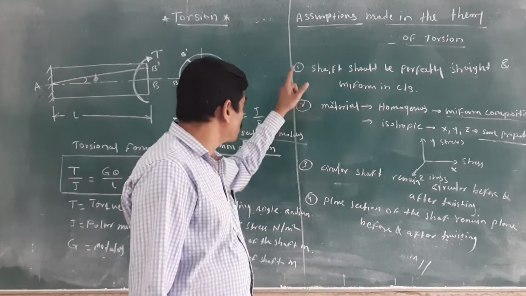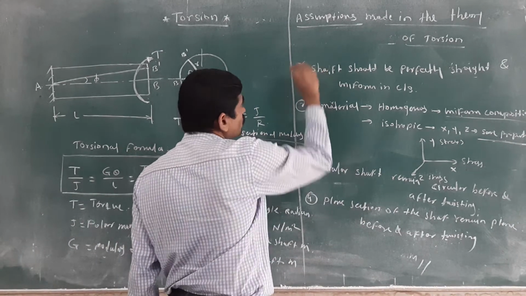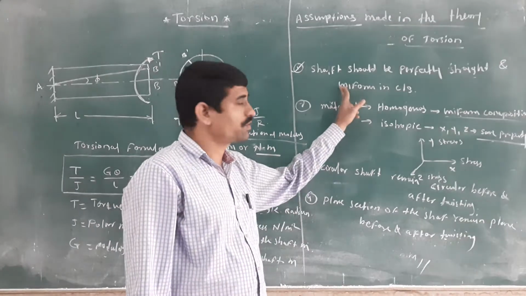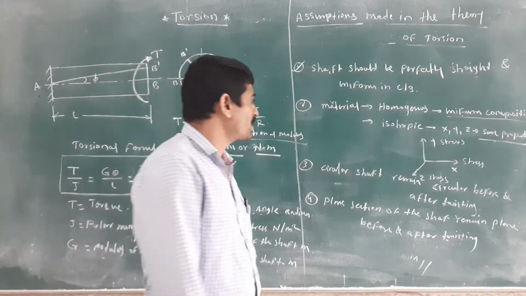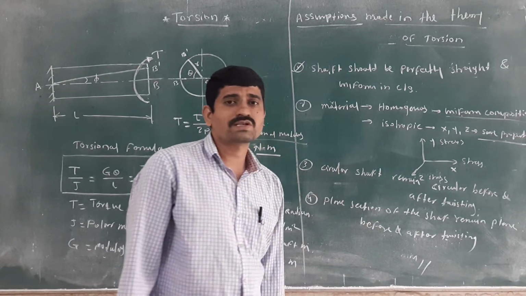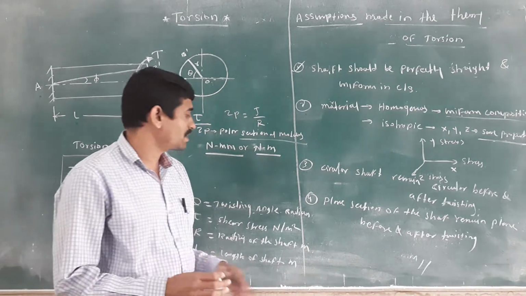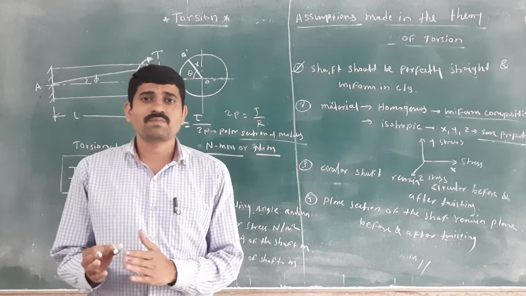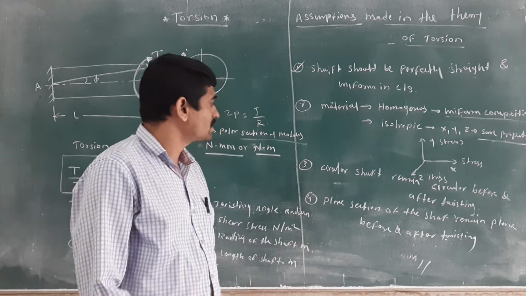You should remember these four assumptions. I will repeat them. First, the shaft should be perfectly straight and uniform in cross section. Second, the material should be homogeneous and isotropic. Third, the circular shaft remains circular before and after twisting. And fourth, a plain section of the shaft remains plain before and after twisting. You should remember these four assumptions.